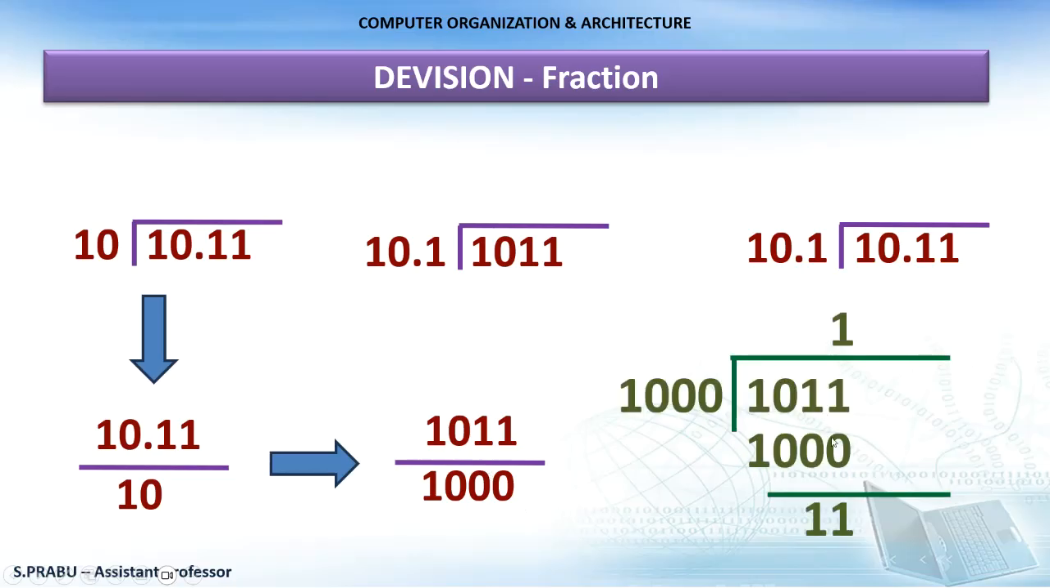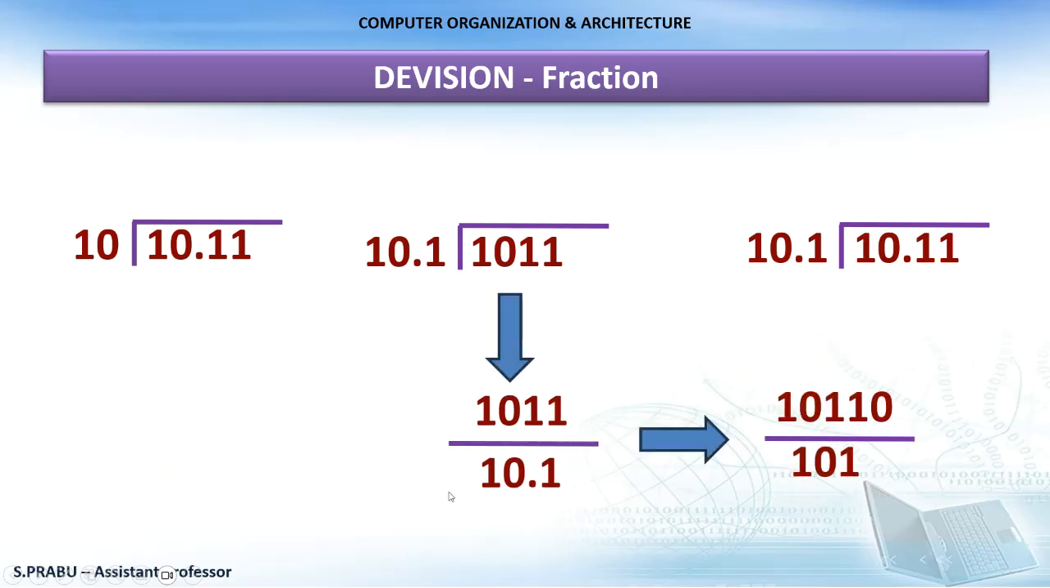So you can get the result like this. So 1 is the quotient, 1 is the remainder. We need not change anything because we do the modification in both numerator and denominator. So this is the final result for this division operation.